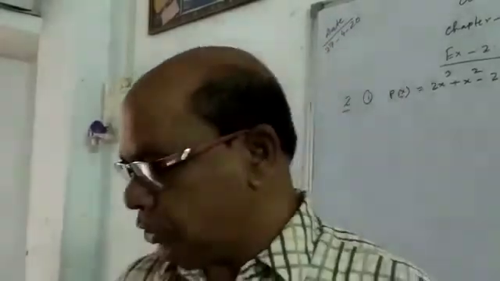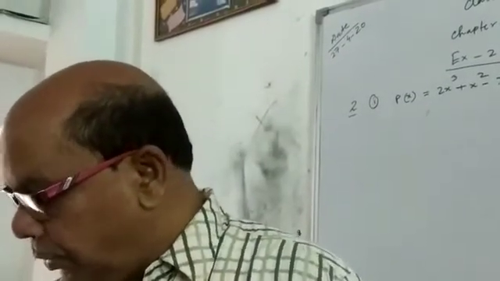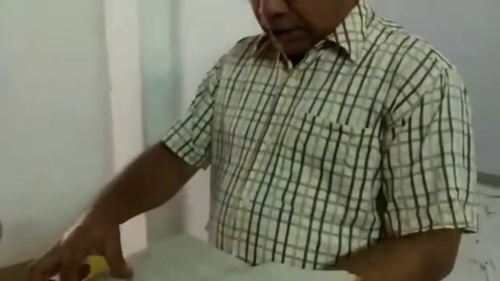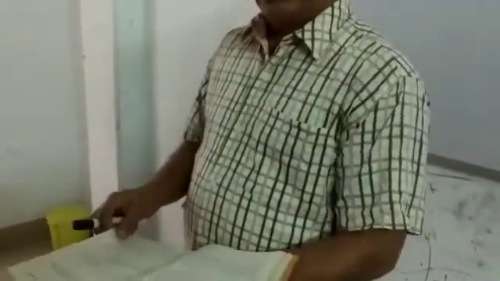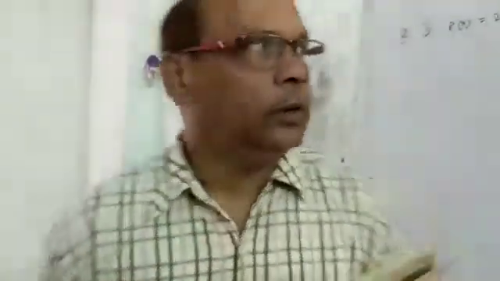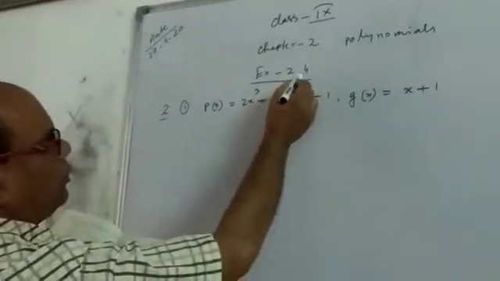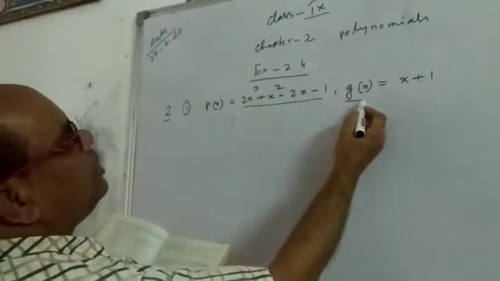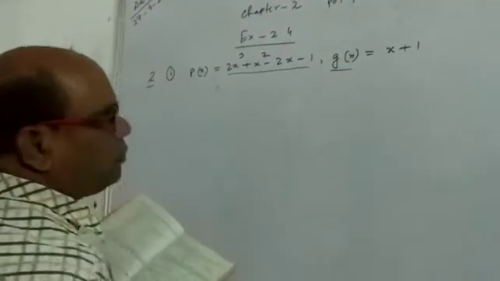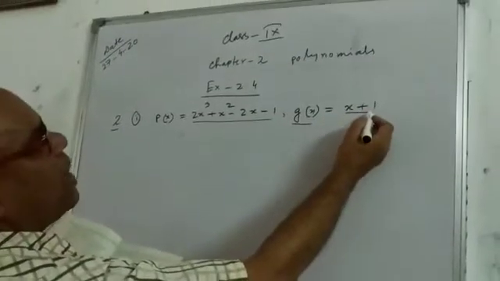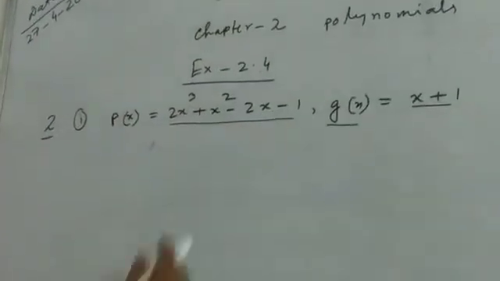It is the same as question number 1. Page number 43, question number 2. Here it is given: use the factor theorem to determine whether g(x) is a factor of p(x) in each of the following. Exercise 2.4, question number 2, part 1. Here p(x) is this polynomial and g(x) is x plus 1. We have to verify whether g(x) is a factor of p(x), meaning whether x plus 1 is a factor of this polynomial.